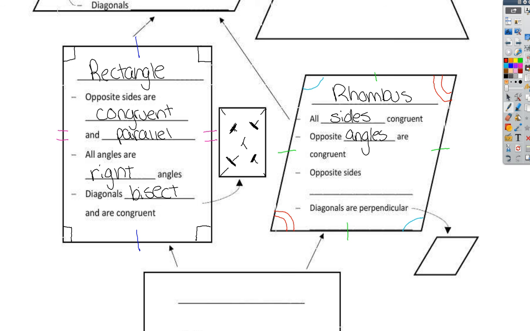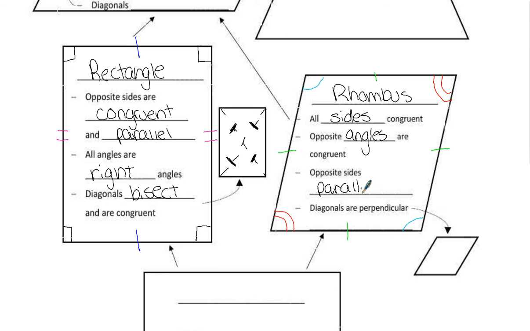And then opposite sides are parallel. So if this side and this side go on and on and on forever, they're never going to touch. Same with this side and this side. And our last blank, diagonals are perpendicular bisectors.